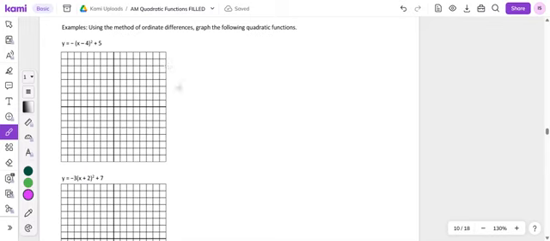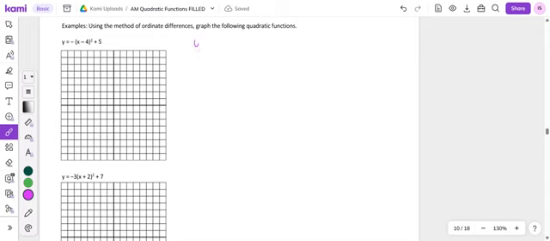Using the method of ordinate differences, graph the following quadratic functions. So we're on page 10. The first equation we have, I'm just going to rewrite it: y = -(x - 4)² + 5. I'm still going to write out my AHK. My A is -1, my H is +4, my K is 5.